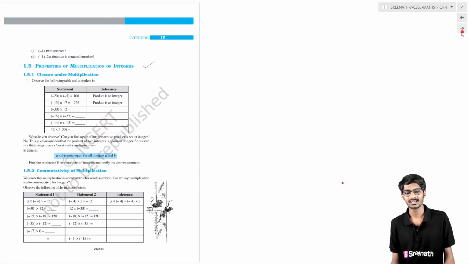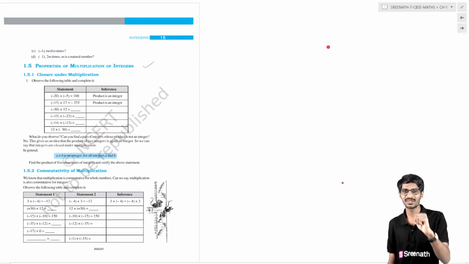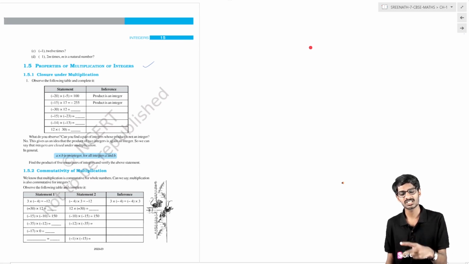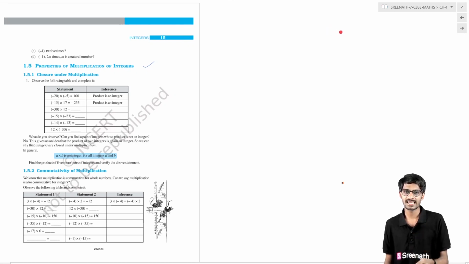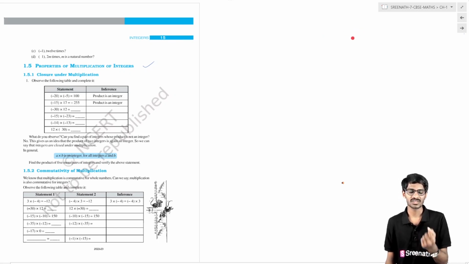So what have we learned? We have completed our fourth topic, which is multiplication of integers. How do we multiply integers? Basically, if we are multiplying a positive integer with a negative integer, we do the whole multiplication as normal whole numbers and put the negative symbol. So multiplying a positive integer with a negative integer gives a negative integer. When two negative integers are multiplied, we get a positive integer. When three negative integers are multiplied, we get a negative integer. When four negative integers are multiplied, we get a positive integer.